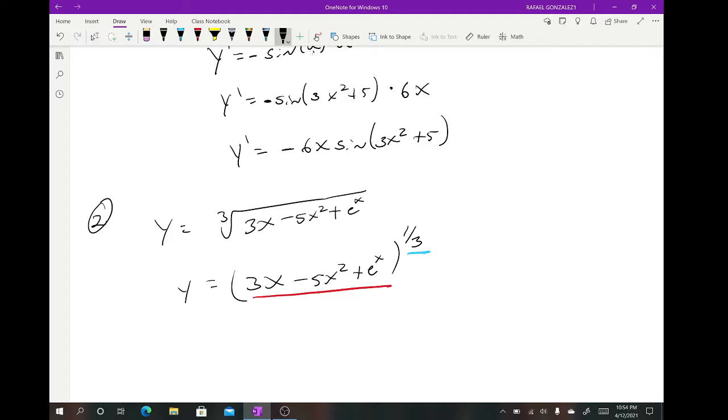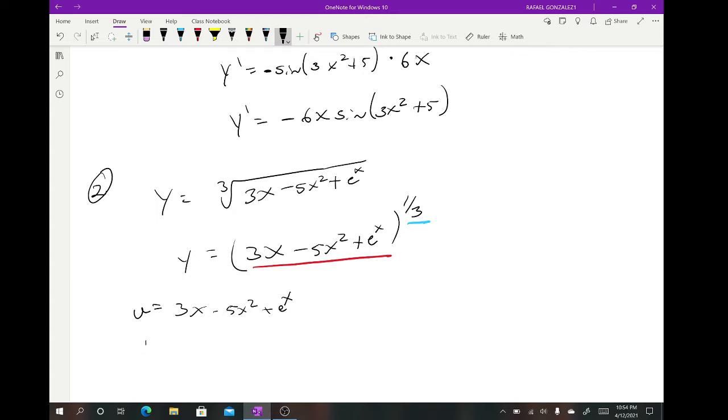Now again, let u be the inside piece as 3x minus 5x squared plus e to the x. Then the derivative of u, which I'll call here du or u prime. So remember, u prime is the same thing as du, which is the derivative of this, which is just 3. The derivative of 3x is just 3, minus, by the general power rule, 5 times 2 is 10, so minus 10x. And the derivative of e to the x is just e to the x.